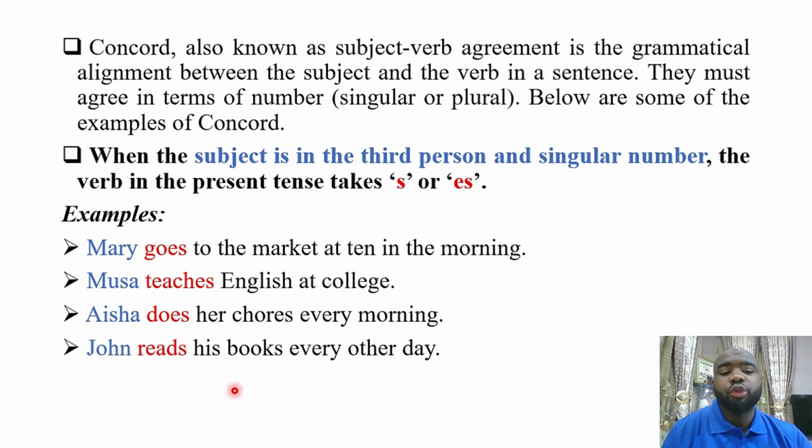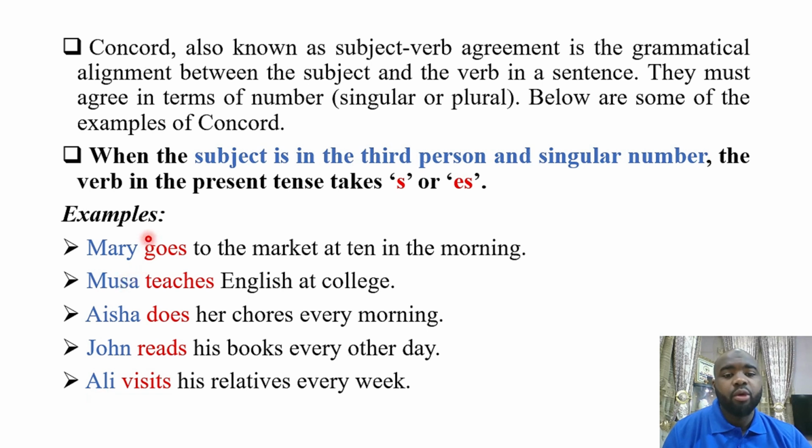John reads his books every other day. Ali visits his relatives every week. All these examples have what? Third person singular number. Also we have what? The present tense verb with es, or just s as in the case of reads and visits, right? These statements are habitual, what people do as habits, all right, on daily basis or daily routine.